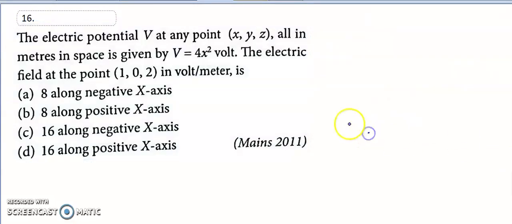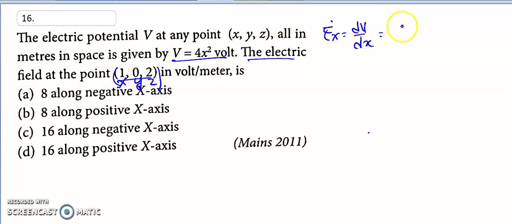So 16th question. V is equal to 4x square volt. The electric field at this point is (1, 2, 3)? Okay, so only for x function is there, that is Ex is equal to dV by dx. So that is equal to 8x. So 8x, that is Ex is equal to 8. X is how much? 1. So into 1, that is I cap. Okay, I cap. So that is 8 I cap.